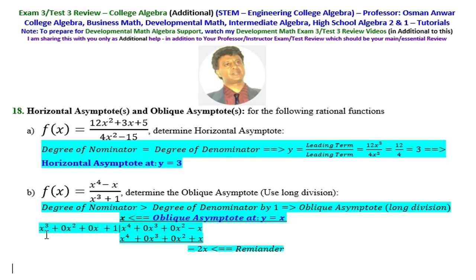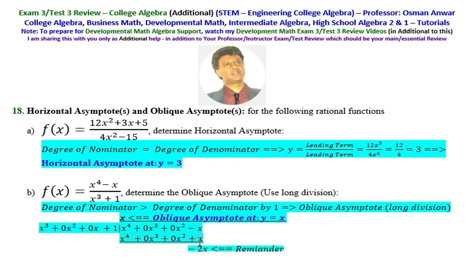x times x cubed is x to the 4. x times 0x squared is 0x cubed. x times 0x is 0x squared. x times 1 is x. Then x to the 4 minus x to the 4 is 0. 0x cubed minus 0x cubed is 0x cubed. Then 0x squared minus 0x squared is 0.